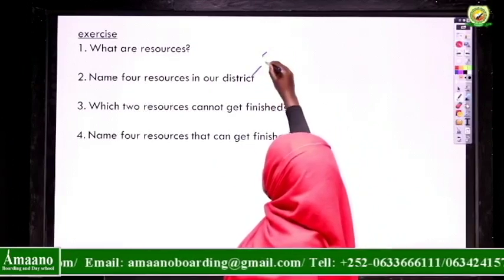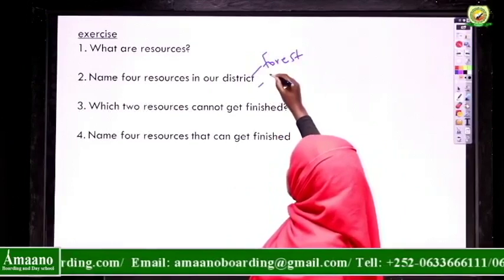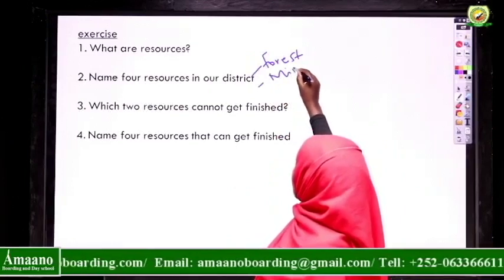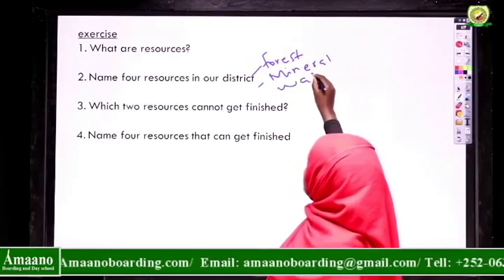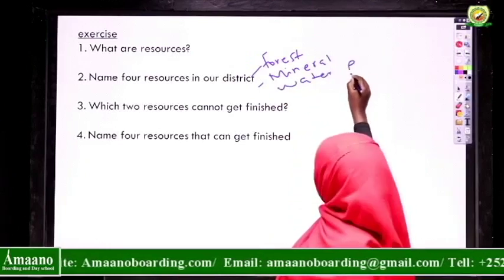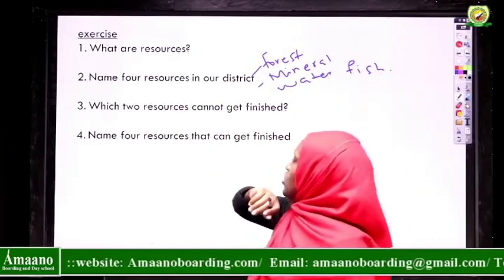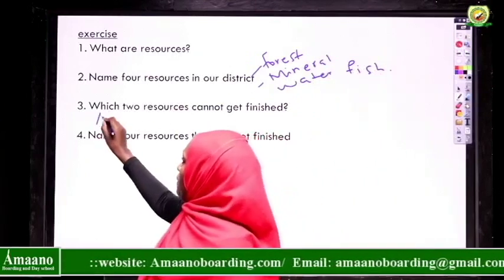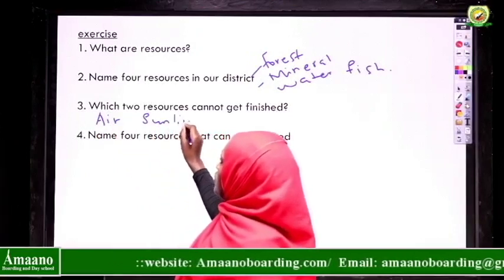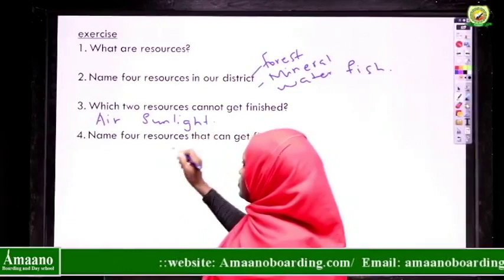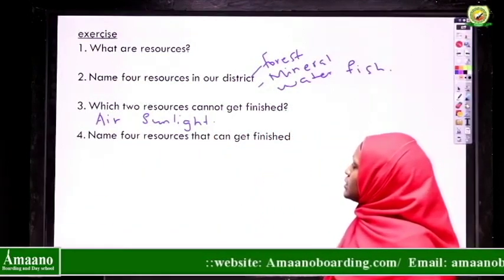We have talked about the forest. We have talked about the minerals. We have water and fish. Now, which 2 resources cannot get finished? We have air and sunlight. These cannot get finished. Then name 4 resources that can get finished.